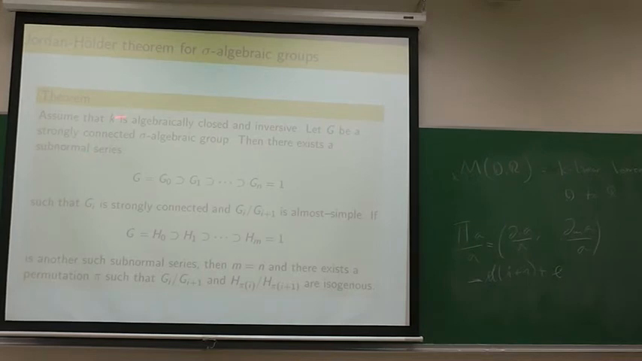Okay, so we need this assumption on the base field, and if G is a strongly connected difference algebraic group, then there exists a subnormal series with the property that each G_i is strongly connected and the quotients have difference dimension 0. And if you have another such series, then these two series have the same length, and up to a permutation of the quotient groups, these groups are isogenous. So you cannot get isomorphism, but they are isogenous. They are the same up to something of dimension 0.